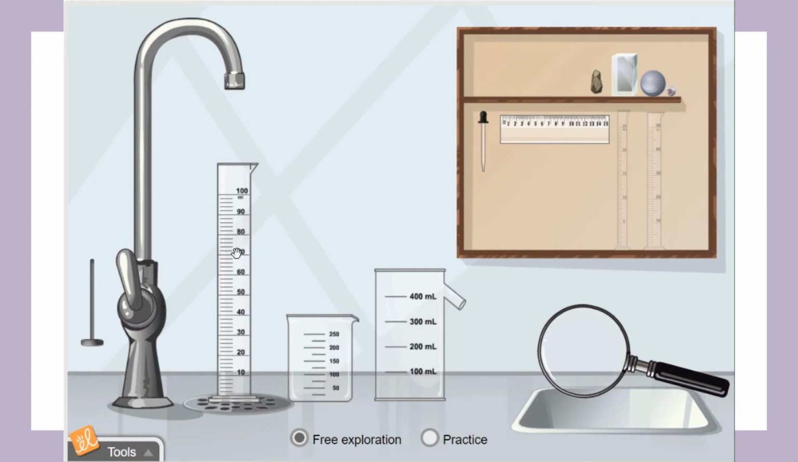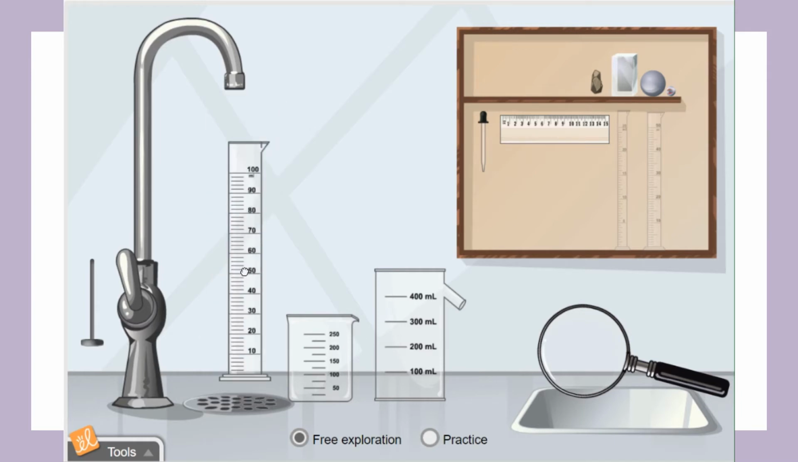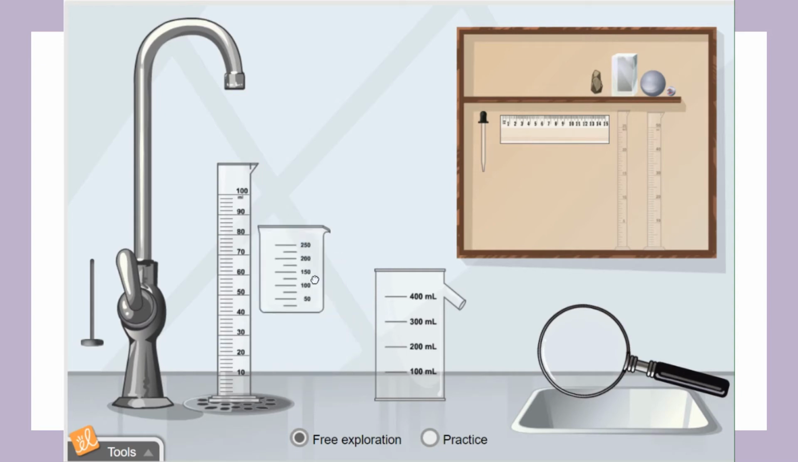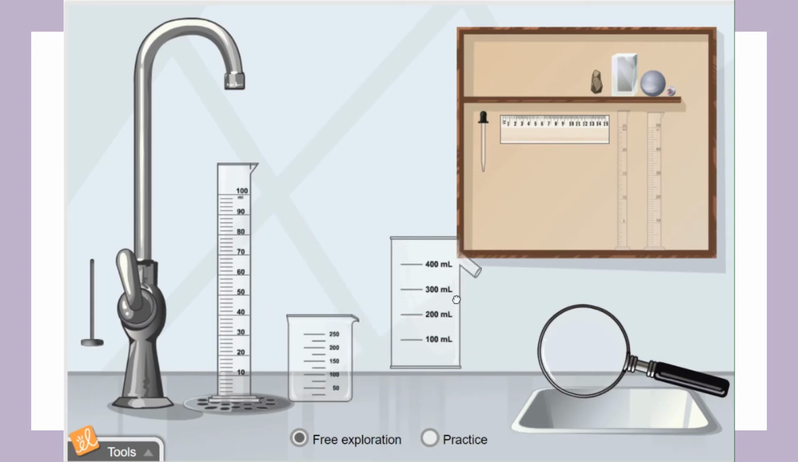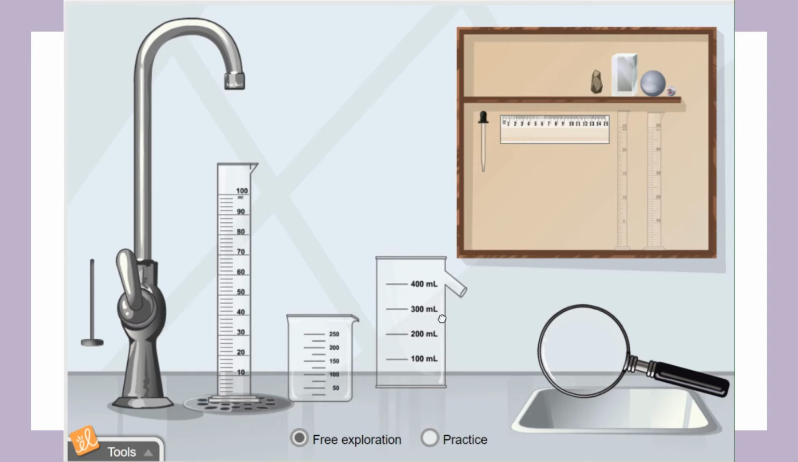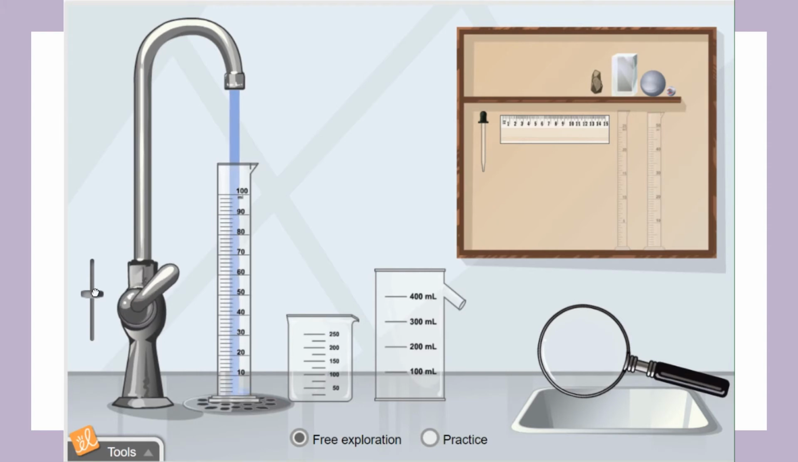You can see that I have taken out three different containers. The first one is the graduated cylinder, the second one is a beaker, and the third one is also a glass container. All of them, you can see, are graduated. So I will be filling the graduated cylinder up until 100 milliliters, so till the top, and we'll take it from there. So let's fill it first. So I'm filling it up to 100.